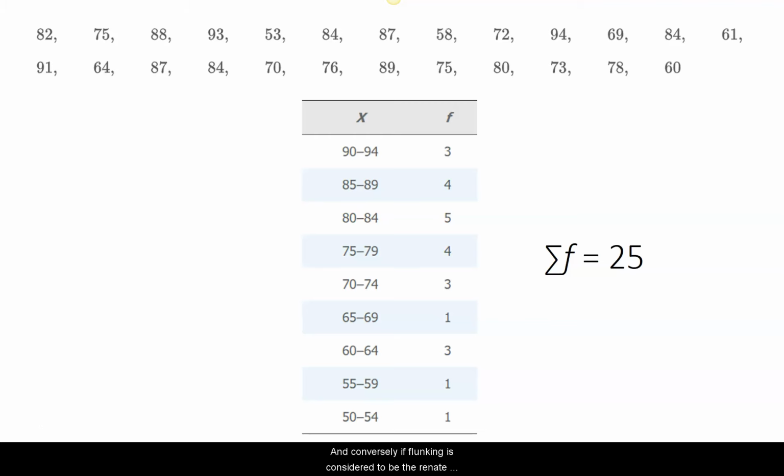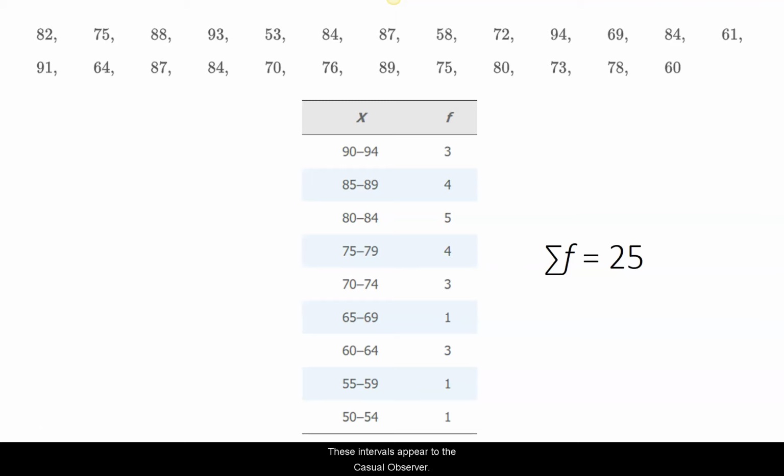And conversely, if flunking is considered to be not a success, let's say, I've got 2 scores in the 50s there. So only 2 of the 25 flunked. So this appeared to be a fairly successful quiz or test. Probably a test going up to 100. Now, there's something I want to expound on, which is the nature of the grouping.